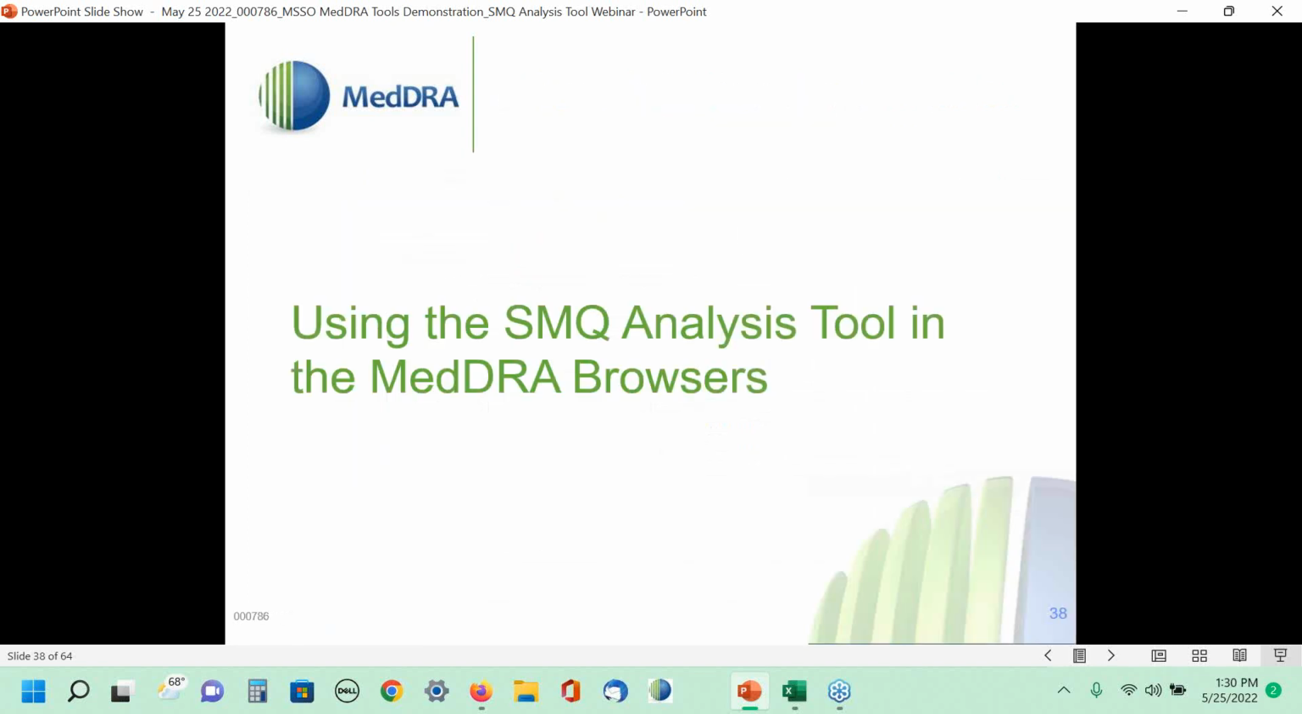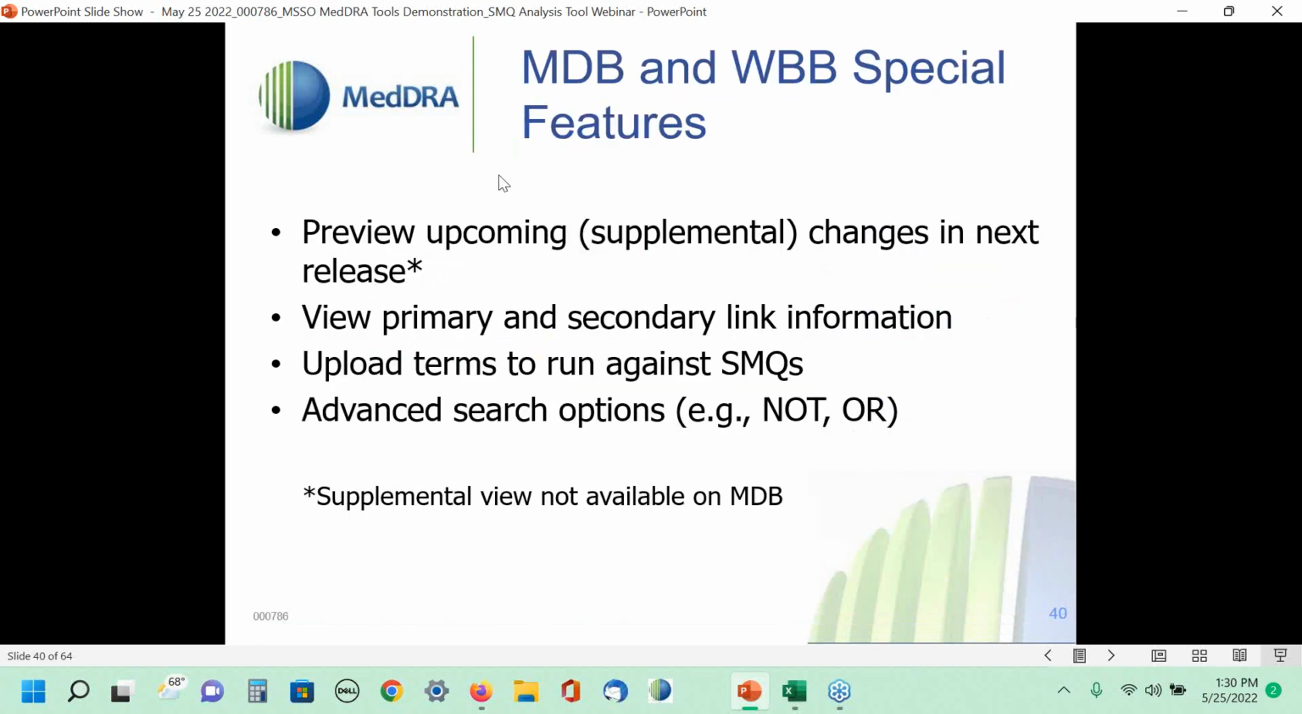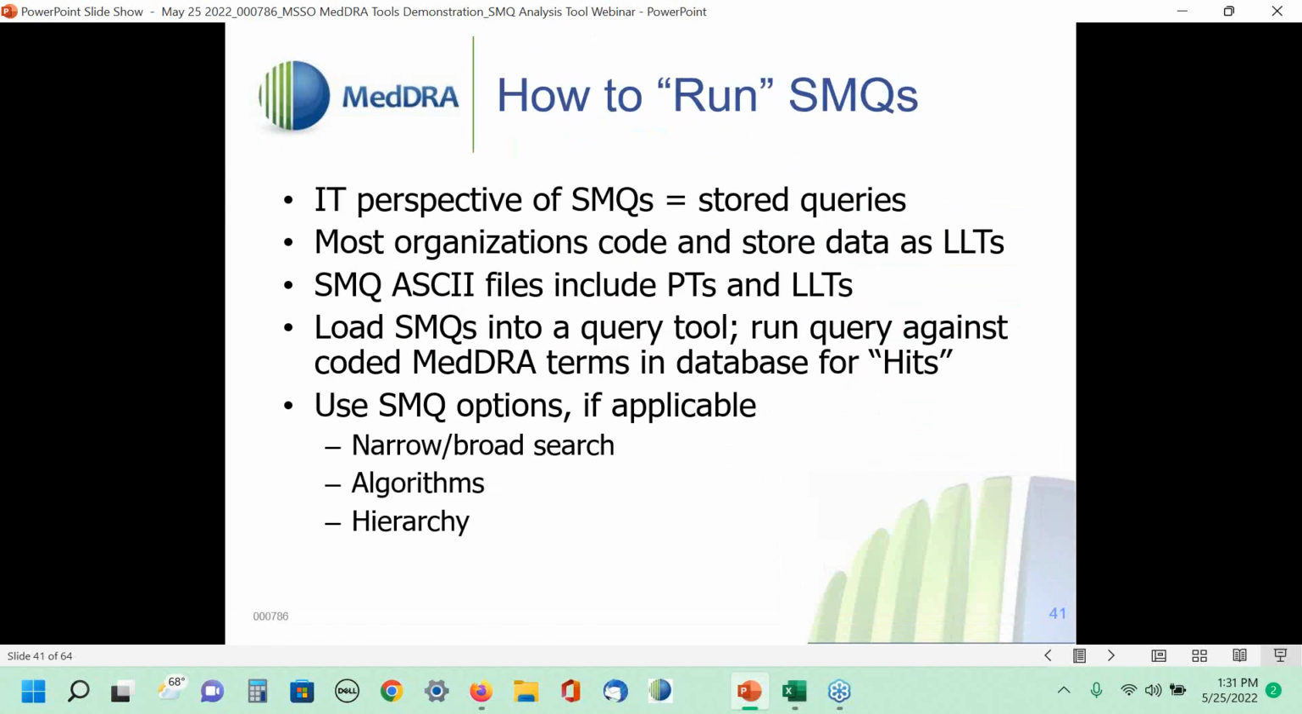Okay, so now today's focus is really going to be on this MedDRA analysis tool, the SMQ Analysis Tool in the MedDRA browser. As you know, we have 3 versions of the browser available to you: a desktop browser, a web-based browser, and a mobile browser that you can bring up on a tablet or cell phone. Now, for these 2 versions, desktop and web-based browser, this SMQ Analysis Tool is embedded into these particular browsers for you to use. These 2 versions of the browser have a number of different features, but the one that we really want to concentrate on today is the ability to upload terms to run against an SMQ list as is provided in the SMQ Analysis Tool.